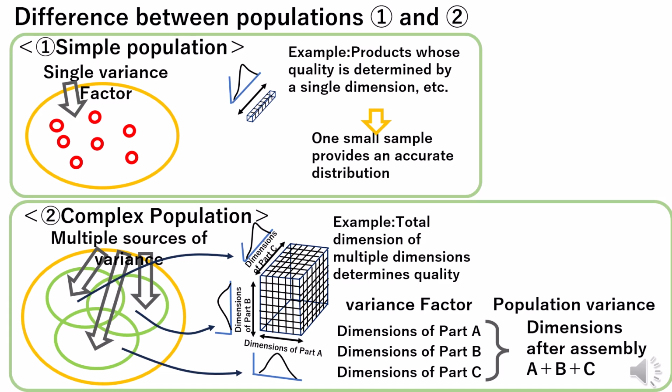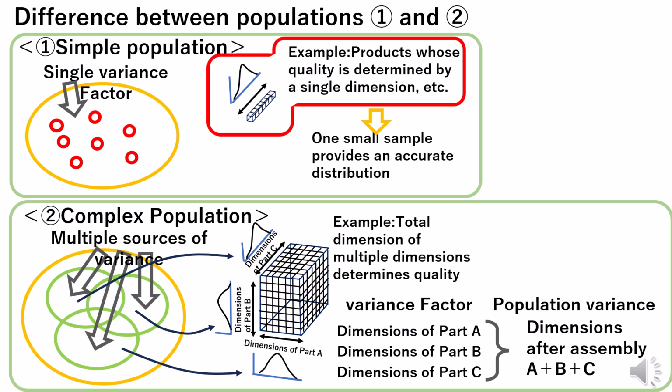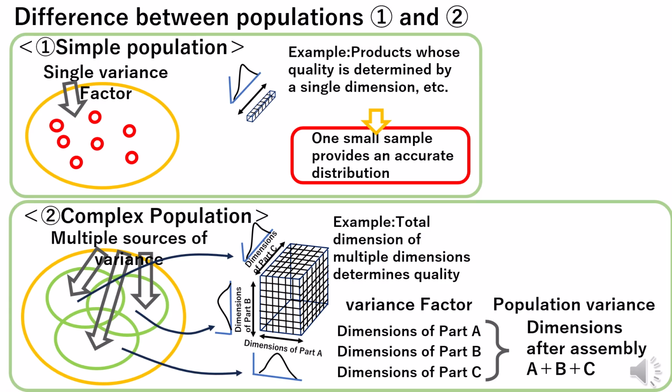The top row of this figure shows the simple population in 1 and the bottom row shows the complex population in 2. To use an analogy with dimensional design, in the case of 1, where the function is determined by a single dimension, the quality is determined by the shape of the distribution of data arranged on a single parameter. Therefore, an accurate distribution of the population can be obtained with a small number of randomly selected samples.